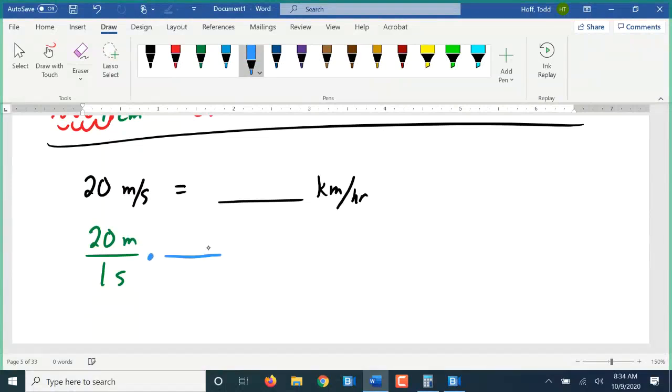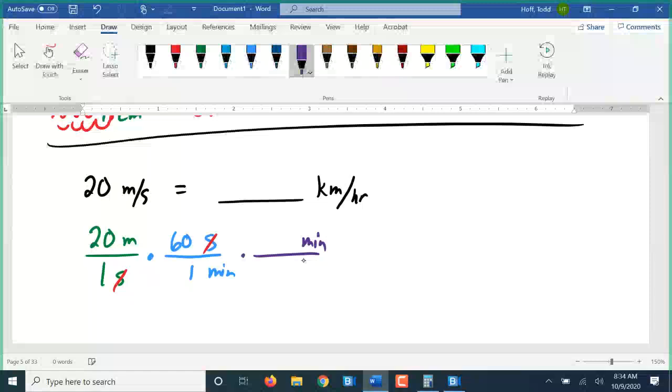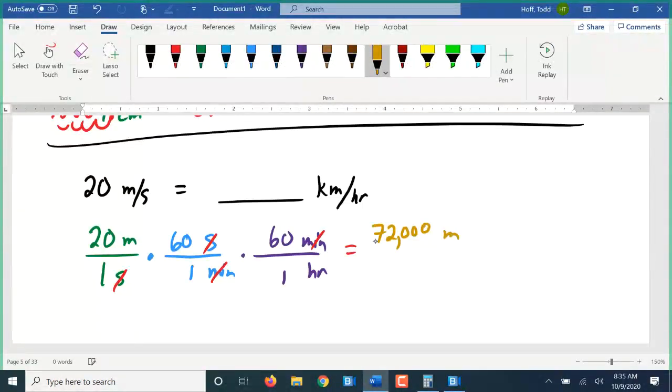Here I do have to use a conversion factor to turn my seconds into hours. We'll go seconds to minutes. 1 minute is 60 seconds. That cancels out the seconds. We're in minutes. Go minutes to hours. 1 hour is 60 minutes. That cancels out the minutes. So now we'll multiply this out to complete that conversion. 20 meters times 60 times 60 is 72,000 meters over 1 hour. So now we're at 72,000 meters per hour.